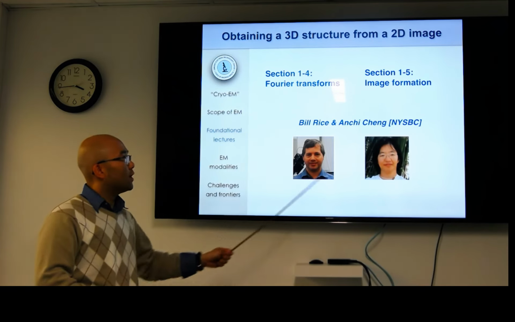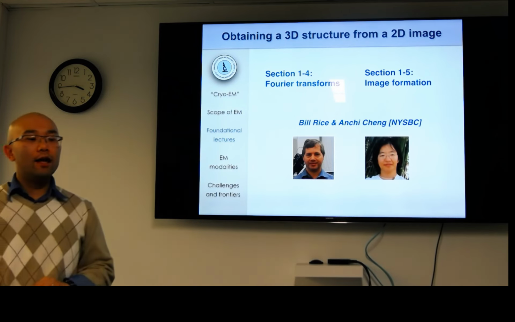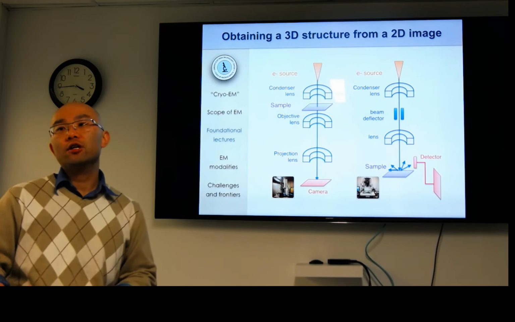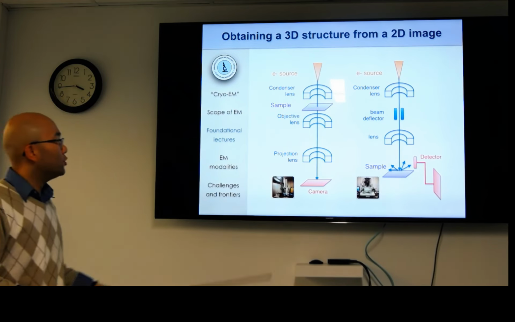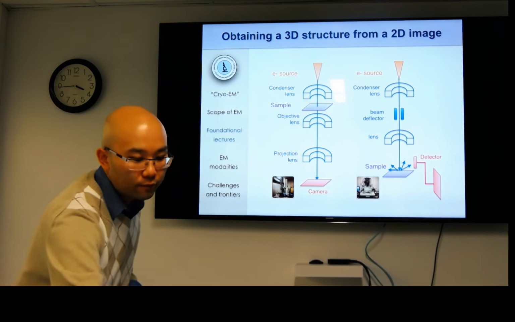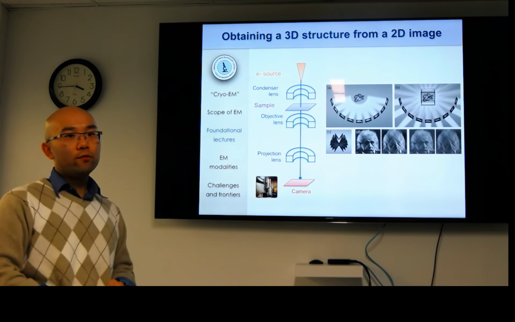And then towards that, the last lectures of the first section will be on Fourier transform and image formation, taught by our senior scientists, Bill and Angie. I would liken these lectures to the mathematical basis of how you get a 3D object from a 2D image. Because whether you're using your TEM or SEM, you will be getting a series of 2D images, and how do you reconstruct that to a 3D image? There are many different ways.